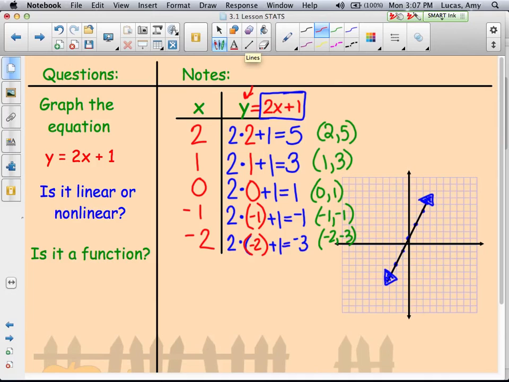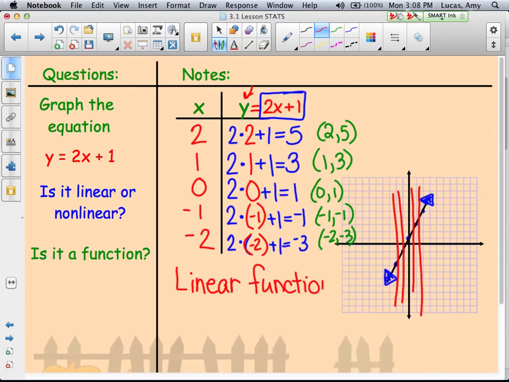Is it linear or nonlinear? This one is definitely linear. Is it a function? Would it pass the vertical line test? If I drew vertical lines through, does each one touch only once? Yes. So that means it's a function. So I call this a linear function. And that's it. We've answered both questions.